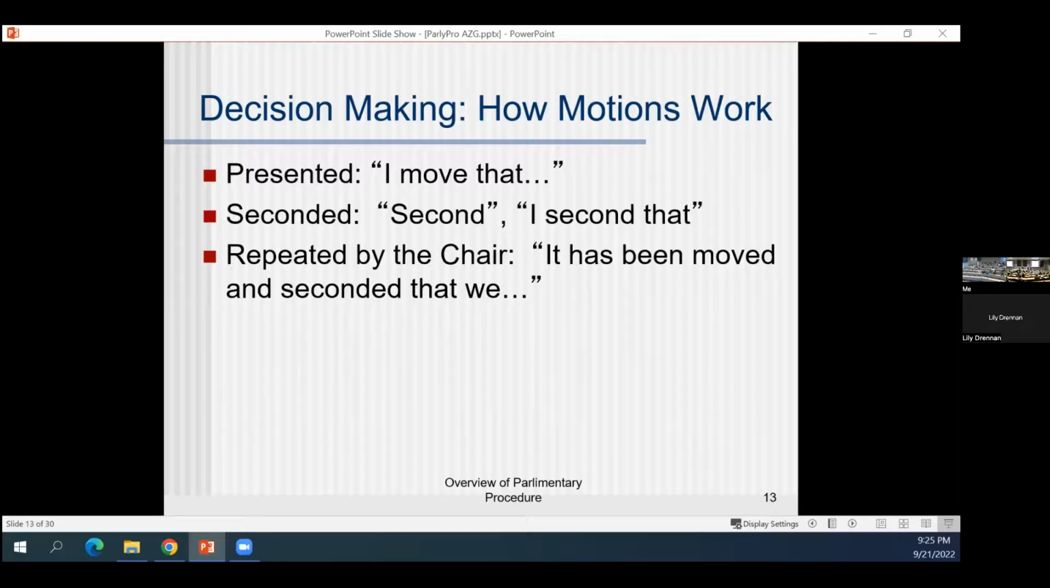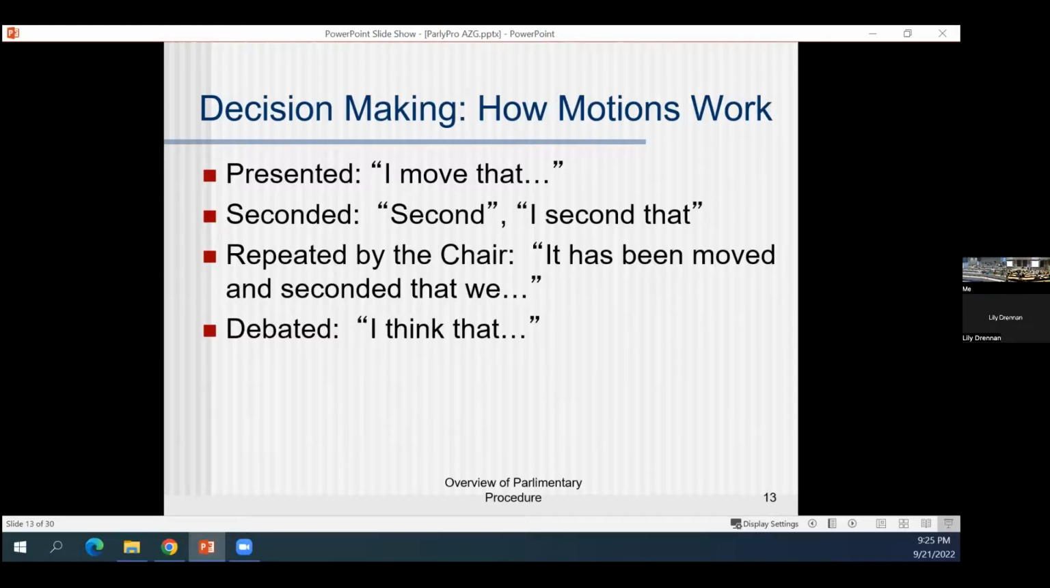It also makes sure that the person who proposed the motion can check and make sure the chair understood it correctly. If the chair misstates it, they can say, no, that's not what I said. Because you don't want the chair running the discussion thinking that the motion was worded one way when in fact the person intended something else. The chair will say, it's been moved and seconded that we spend $50 on decorations.